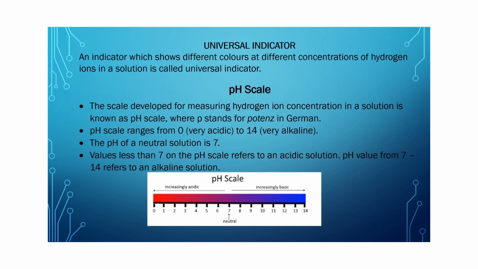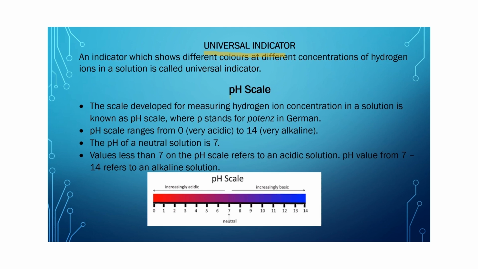Well, we have already discussed indicators in the first part of this unit. Let's discuss one more indicator, which is known as universal indicator, and this indicator indicates the concentration of hydrogen ions in a solution. So an indicator which shows different colors at different concentrations of hydrogen ions in a solution is known as a universal indicator.